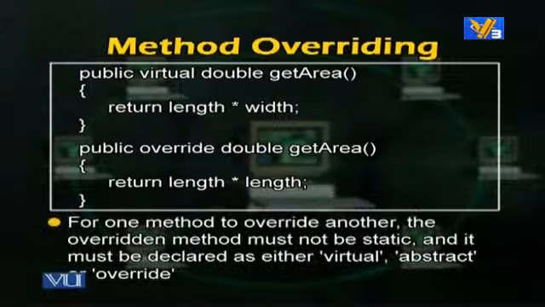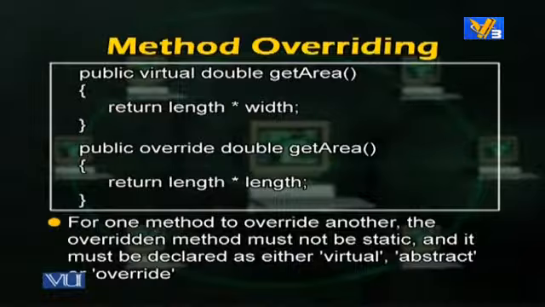For one method to override another, the overridden method must not be static, and it must be declared as either virtual, abstract, or override. So if we do not have this virtual in the first case, that is we have this public virtual double get area, and if we delete this virtual from here, then this method cannot be overridden. So the only time we can override is when this method is either abstract, virtual, or override.